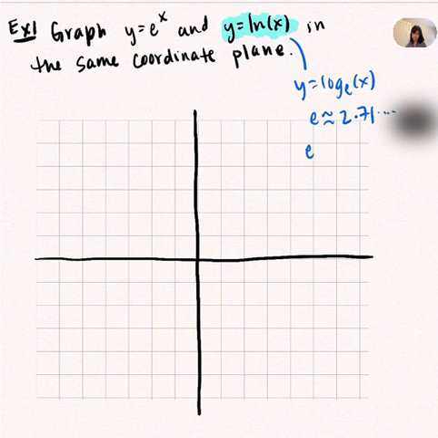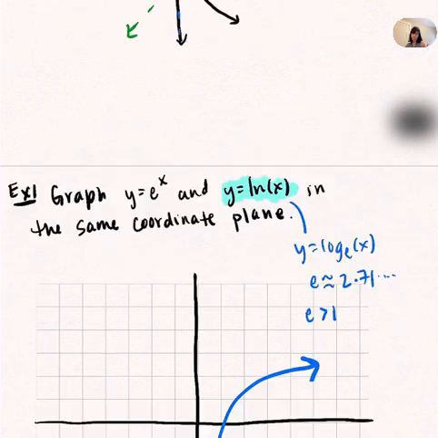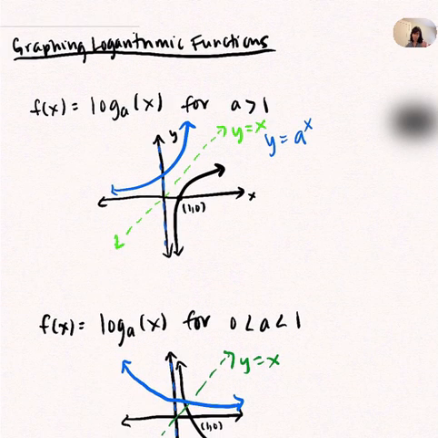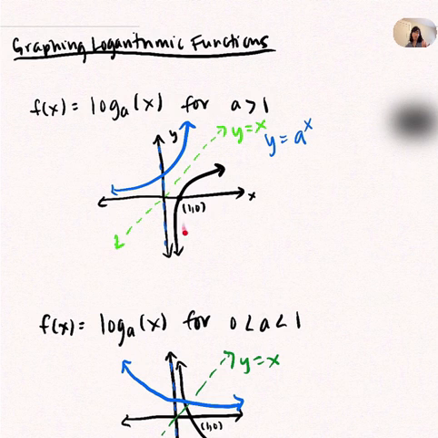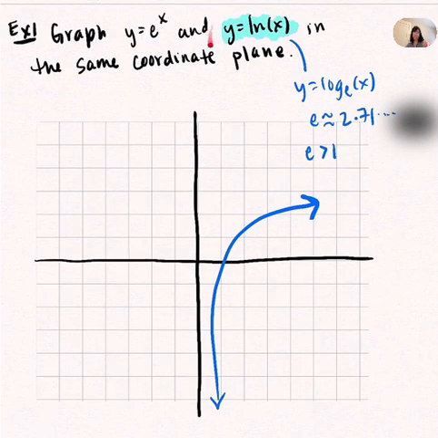And so this e is bigger than 1, which means that I know the shape of this graph looks like that. Now, I'm not drawing it in a precise way, just approximately. I know this because we have a log base a of x function, and we know the shape of log base a of x for a bigger than 1 looks like this. So I'm using the fact that I've memorized this shape of the log function for a bigger than 1 to visualize what the natural log graph looks like.